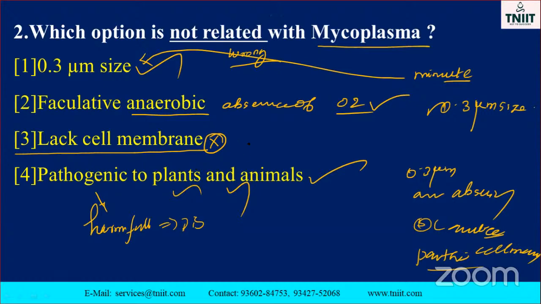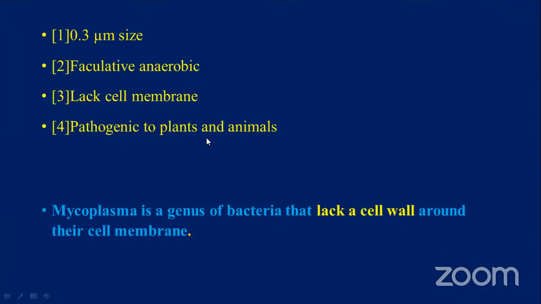Okay, my dear, clear now? Go to the next one. All are correct except this point: mycoplasma is a genus of bacteria that lacks a cell wall around the cell membrane. So that is the important point. Go to the next one.